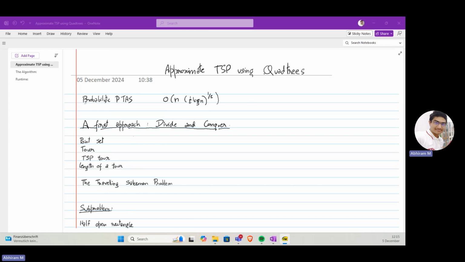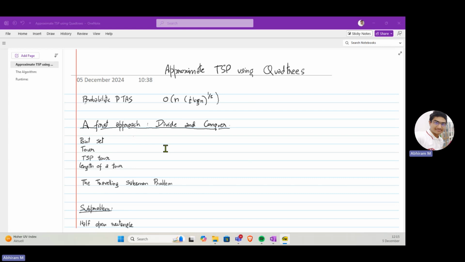The main aim is to present a probabilistic algorithm which runs in O of n (1 by epsilon) log n to the power 1 by epsilon time. Before we present the main algorithm, I'll be presenting an exact algorithm which runs in exponential time, but it lays out the basic tools that we will be using for the main algorithm. So this is going to be a divide and conquer based algorithm.